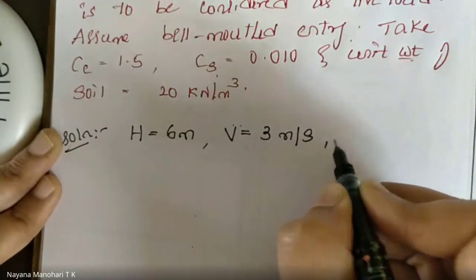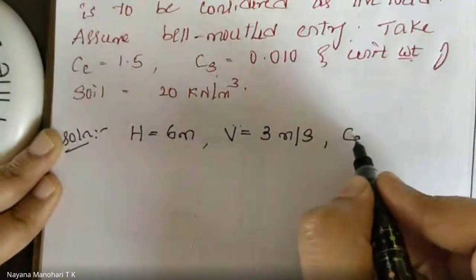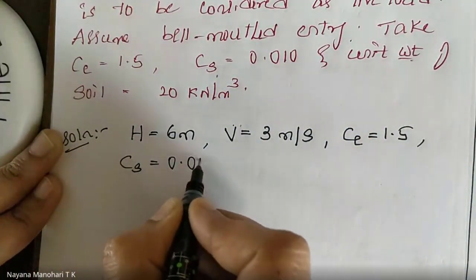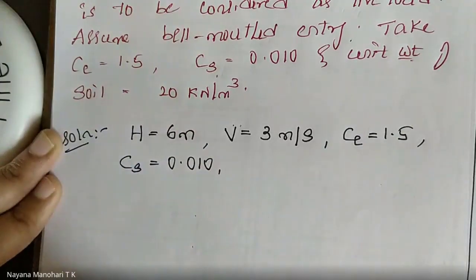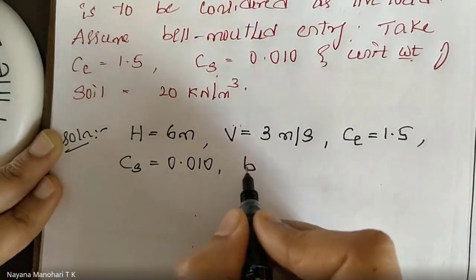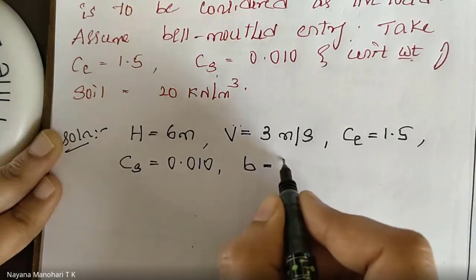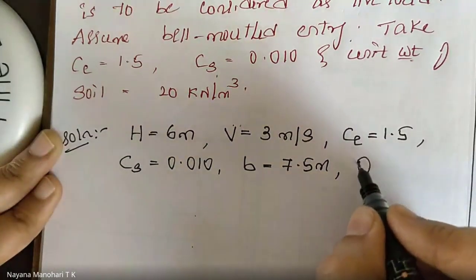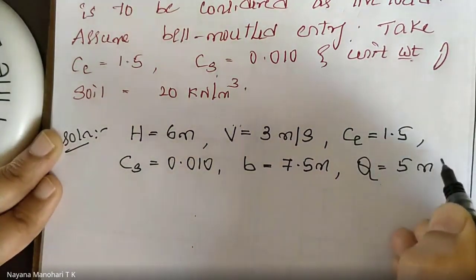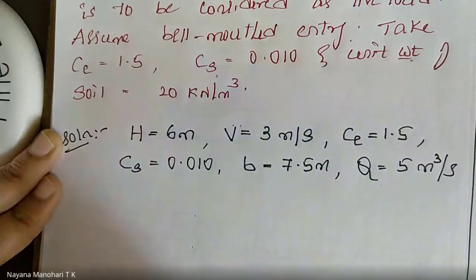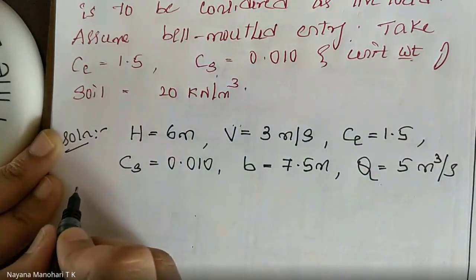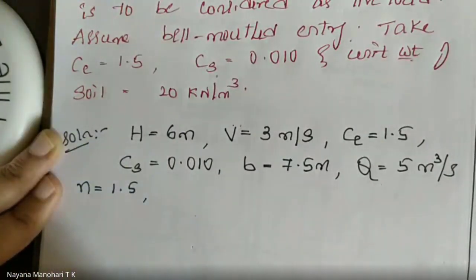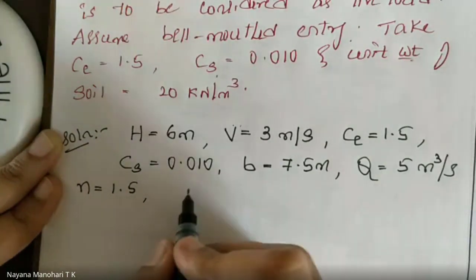In addition to that, they have given the C value, take down 1.5, and the CS value, 0.010. Next, width of the road, denoted by B, is 7.5 meter. Next, discharge they have given, 5 meter cube per second. And the side slope value, denoted by N, is 1.5.